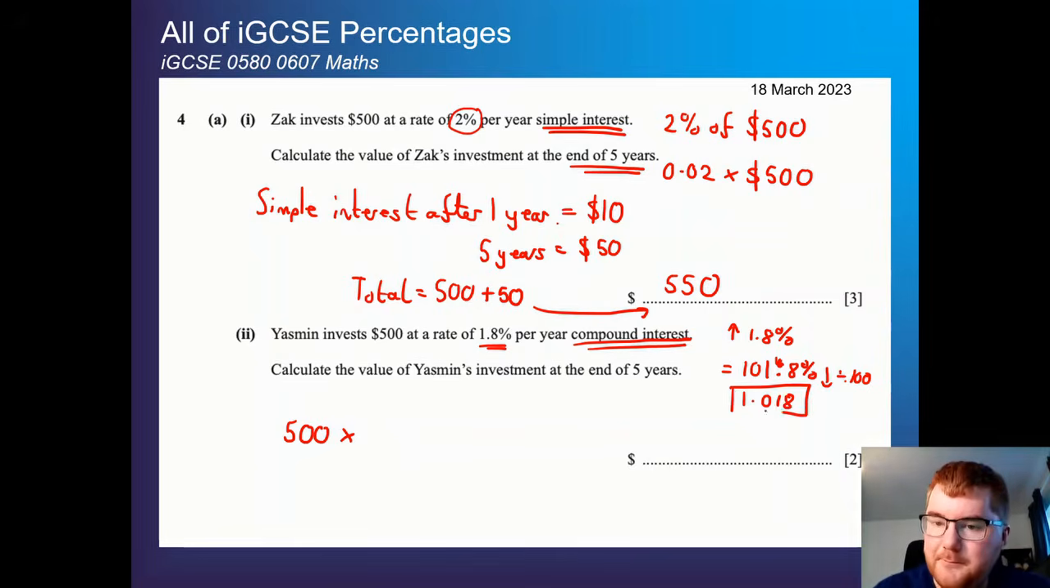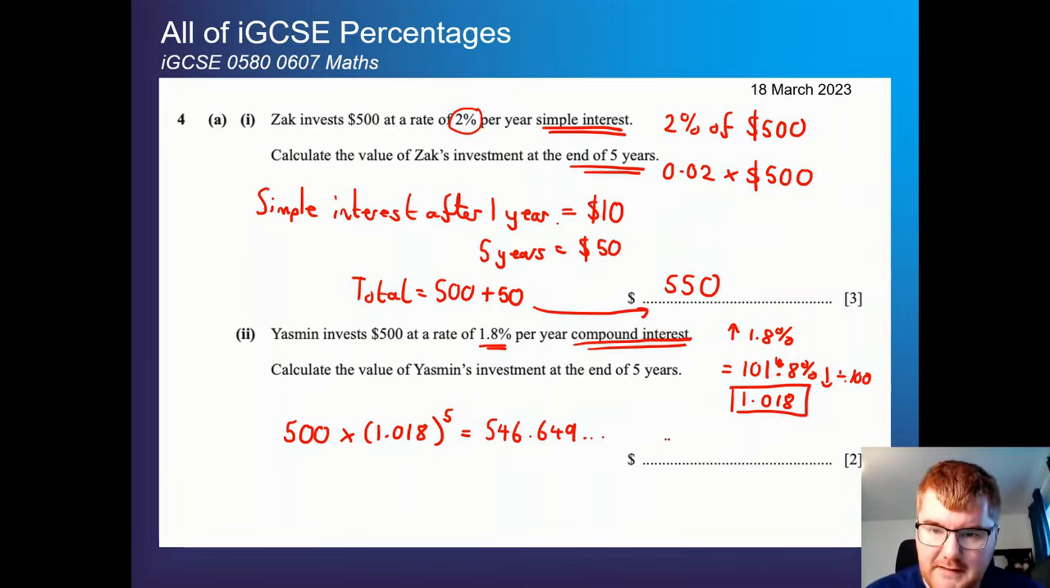This is the key number because we're going to pop it in here now, and then we raise it to the number of years. So in this case, 5. So we pop that into our calculator, 500 times 1.018 to the power of 5. That gives us then 546.649. Because it is money, we're going to round this to the nearest cent. So we get $546.65 for our 2 marks.